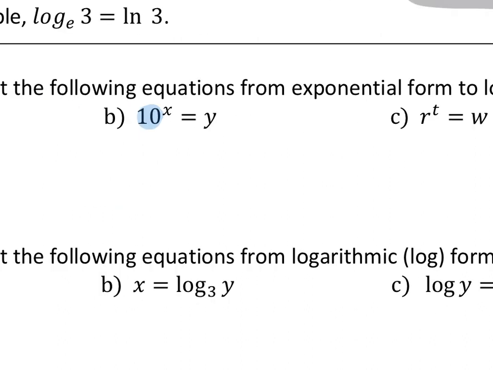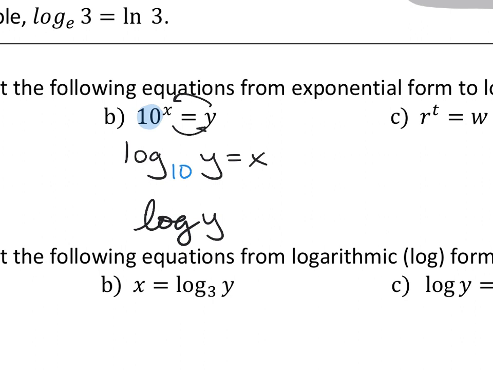So for B, what is the base? 10. So I would say log with a base of 10, and then I loop the other two numbers. So log base 10 of y is equal to x. Now this wouldn't be an answer choice because that base is 10, and we can actually simplify the way we write it, since it's a common logarithm, to log of y equal to x. That was what you would see as an answer choice. If it is a common logarithm, write it as a common logarithm.